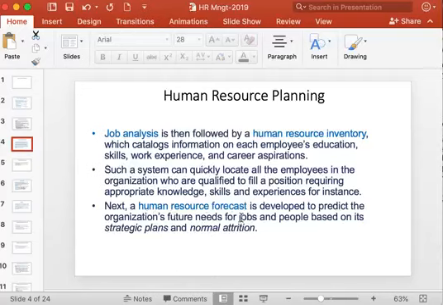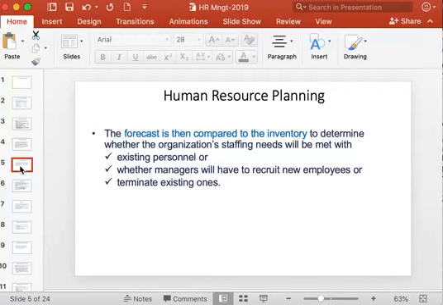And then after that, a human resource forecast is developed to predict the organization's need for jobs and people based on its strategic plans and normal attrition. The forecast is then compared to the inventory to determine whether the organization's staffing will be met from within the existing personnel or whether it will have to be recruited from external labor market or terminate existing ones.